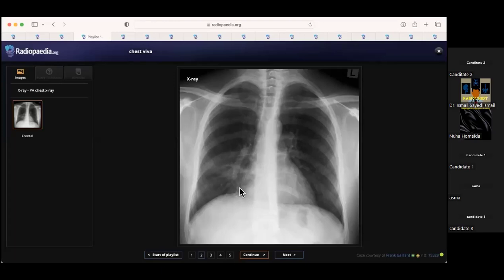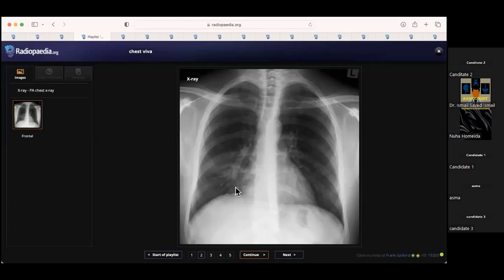The right heart border appears slightly irregular with an opacity here. So let's keep things a bit more simple. Common things are much more common. So what would you think of when you see the right heart border a bit ill-defined? A right middle lung lobe opacity like consolidation or collapse. Yes. So, well done.